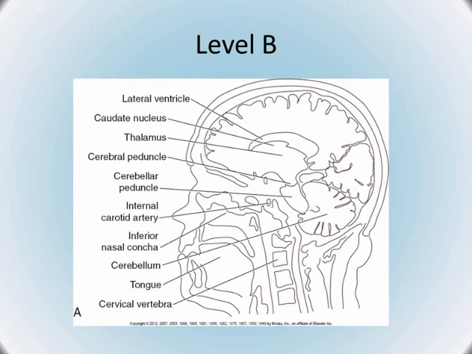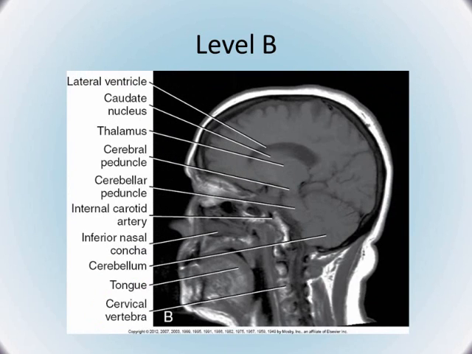Level B is a sagittal plane as well, sagittal slice. We'll take a look at a couple of these structures. Just the lateral ventricle, the cerebellum, the tongue, and the cervical vertebra. Here's the image. The lateral ventricle, the cerebellum, which kind of looks like cauliflower, and the cervical vertebra.